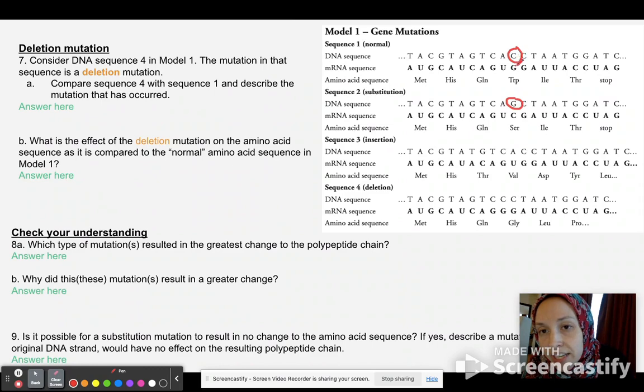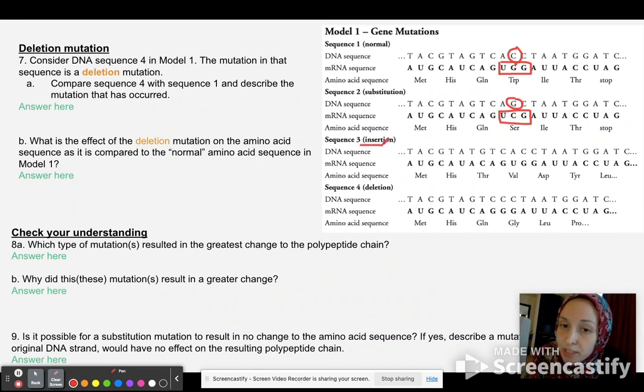So how did it change my mRNA sequence? Well, now this codon is UCG. Well, it was originally UGG. So my substitution mutation changed one of my codons, so it changed one of my amino acids.